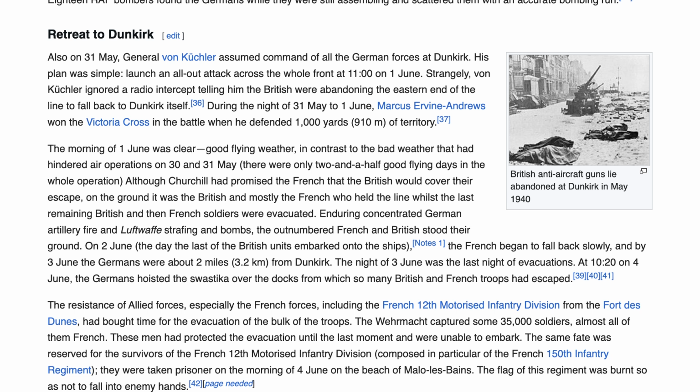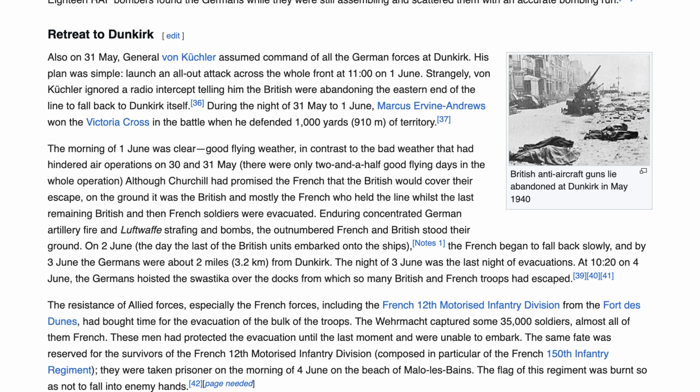The morning of the 1st of June was clear. Good flying weather, in contrast to the bad weather that had hindered air operations on the 30th and the 31st of May. There were only 2.5 good flying days in the whole operation. Although Churchill had promised the French that the British would cover their escape, on the ground it was the British and mostly the French who held the line whilst the last remaining British and then French soldiers were evacuated.